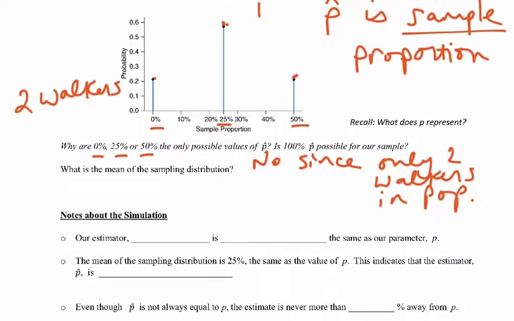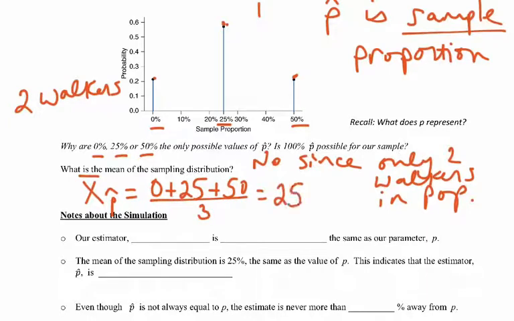So if we wanted to compute the mean, I'm going to use x bar here for mean, and I'm going to do x bar, with a little p sub hat just to remind us here. So this is going to be 0 plus 25 plus 50 divided by 3, and that gives me a value of 25. And notice that 25% is the same as our original P. Remember, in our original P, our population proportion was 25%.